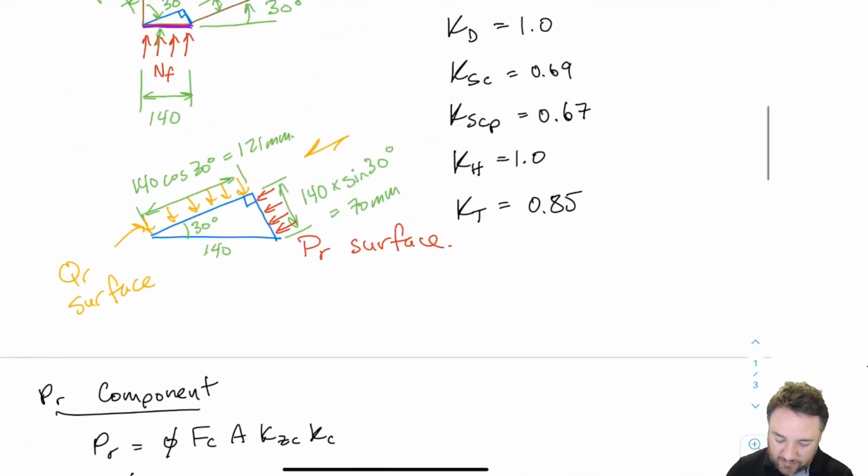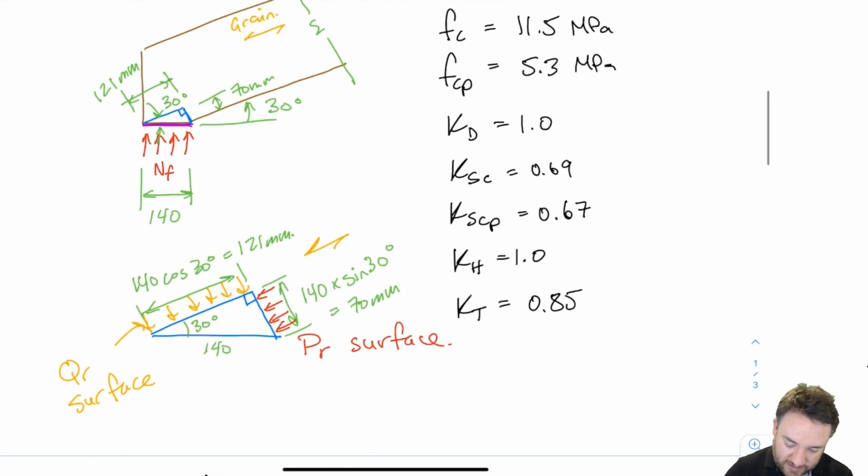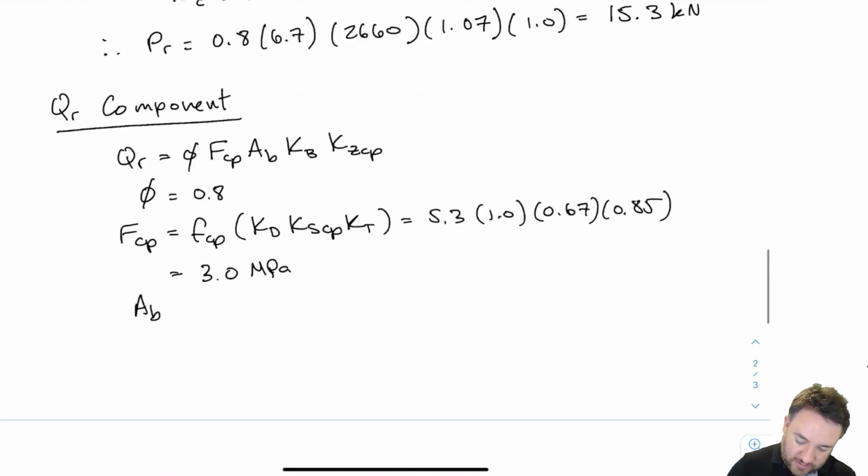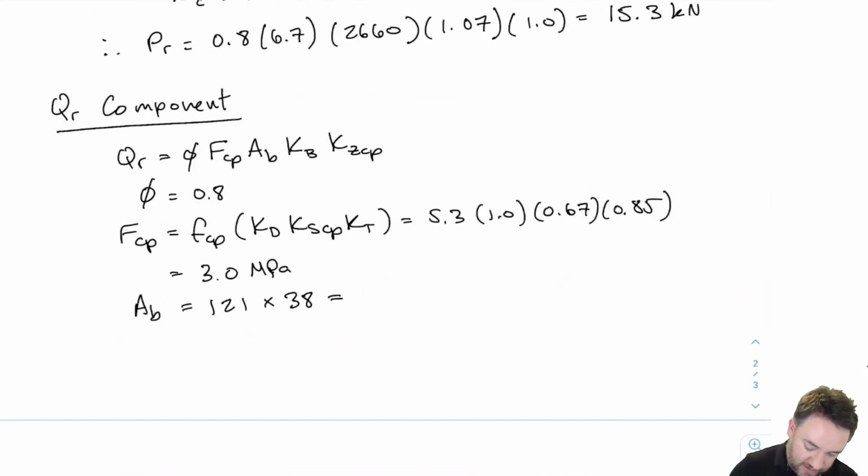My bearing area here is this area, right? Because I'm looking at the portion of the load NF that's acting perpendicular to grain direction. So I have 121 millimeters times the thickness of the member, which was 38. So this is 121 times 38, and I get 4,598.